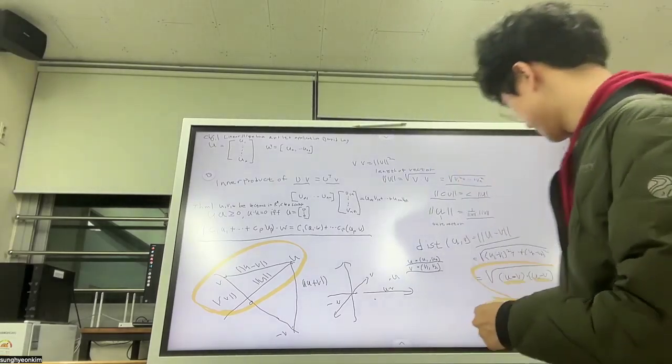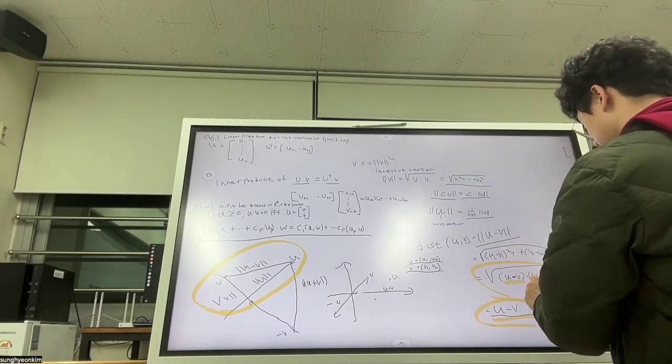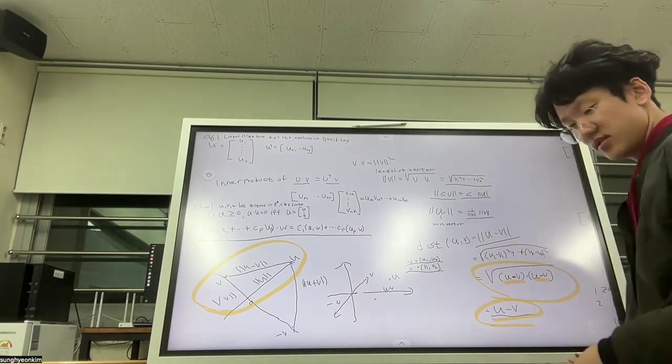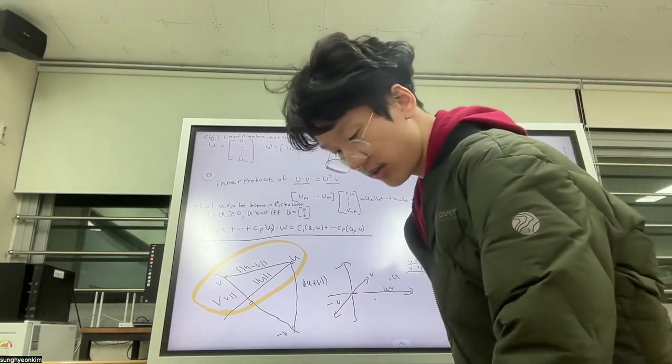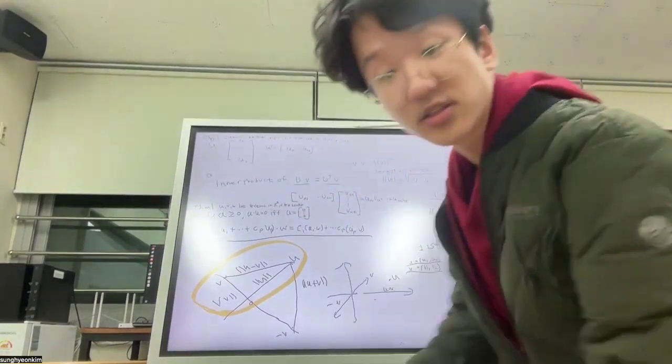And this seems suspicious, I think. It should be u minus v.